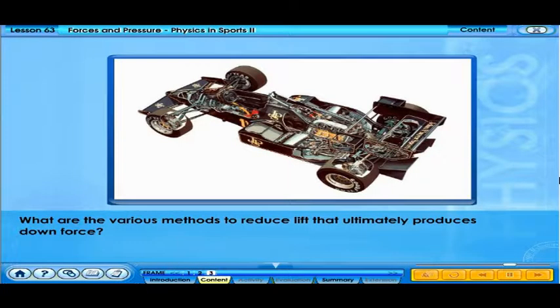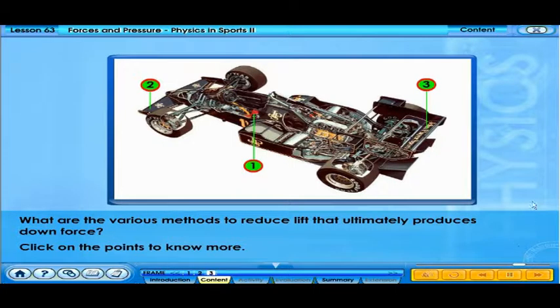What are the various methods to reduce lift that ultimately produces down force? Click on the points to know more.